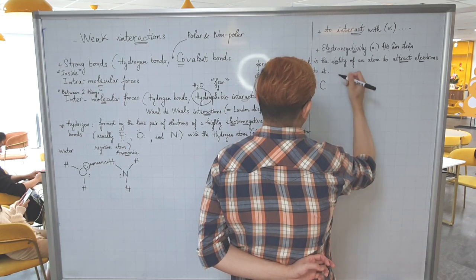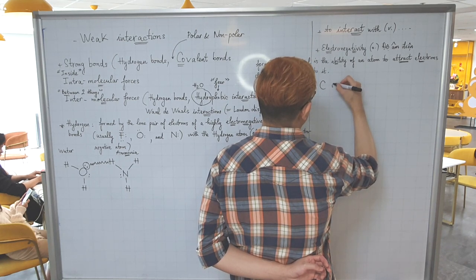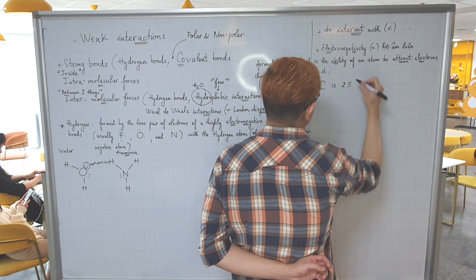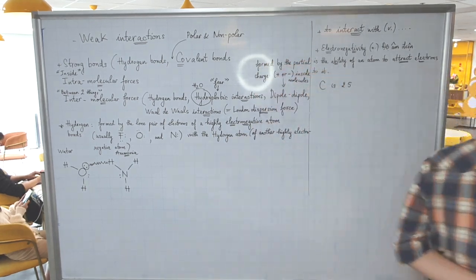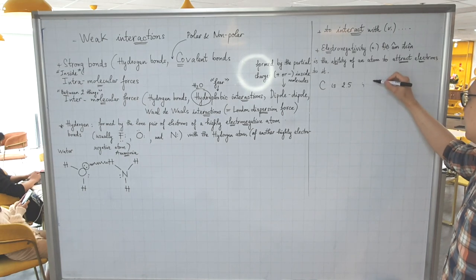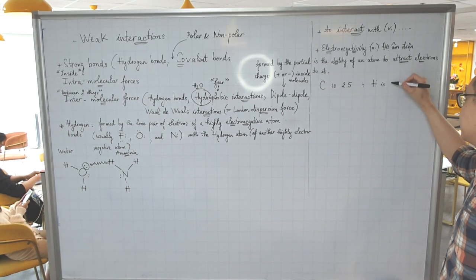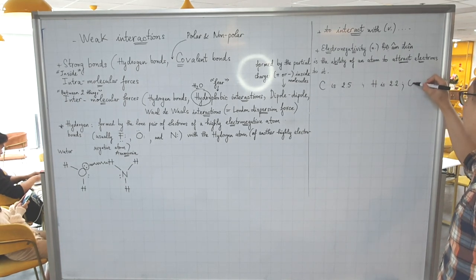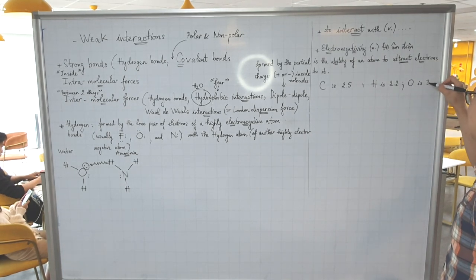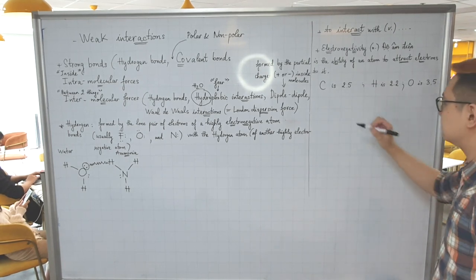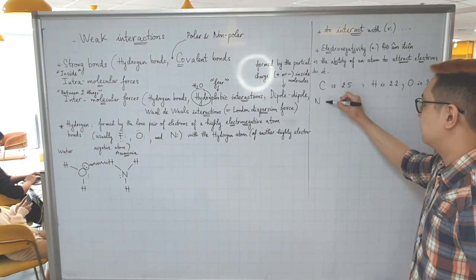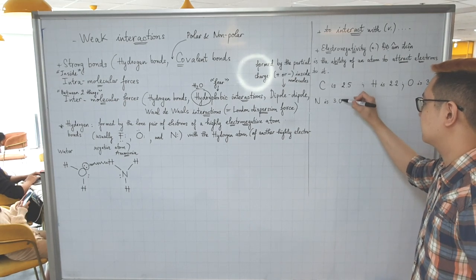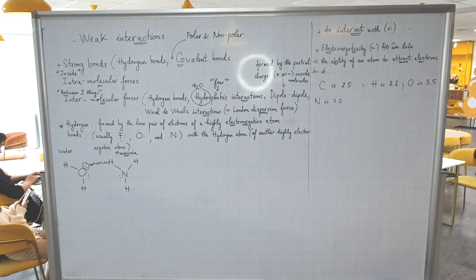So carbon is 2.5. Hydrogen is 2.2. Oxygen is 3.5. Nitrogen is 3.0. Those are four atoms that make up the organic world.